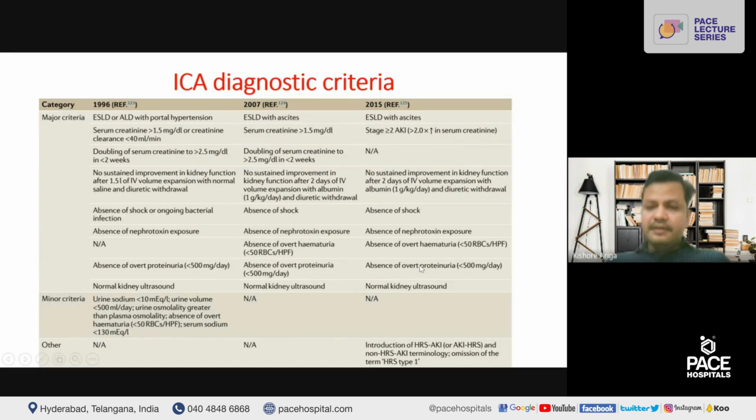So coming to other important features for the diagnosis of HRS, in a patient with ESLD and ascites, there should be a definition of AKI as previously told, and there should be no improvement in kidney function after 2 days of IV volume expansion with albumin of 1 gram per kg per day and diuretic withdrawal. There should not be shock, there should not be any nephrotoxin exposure, and there should be absence of overt hematuria, with RBC not more than 50, absence of proteinuria of more than 500, and a normal kidney ultrasound.